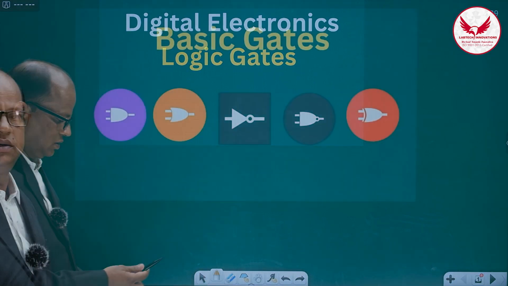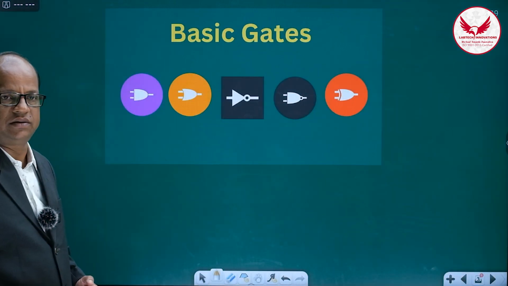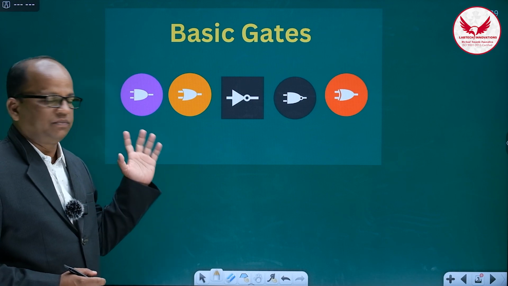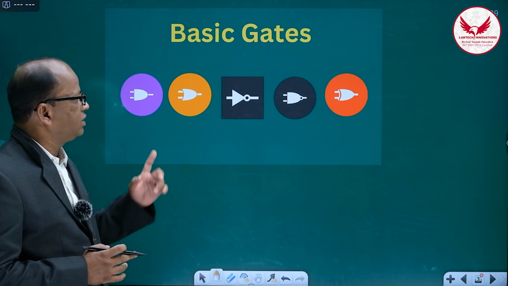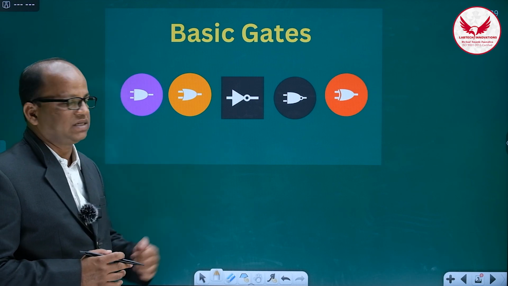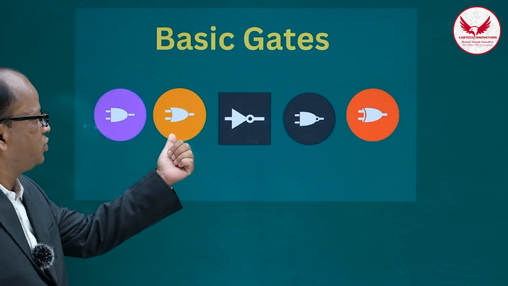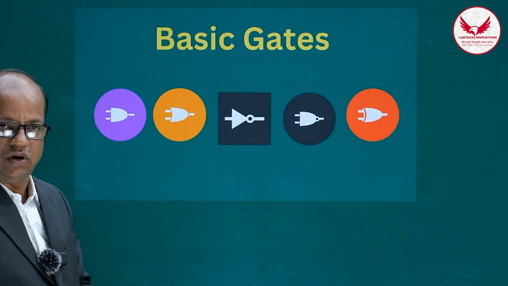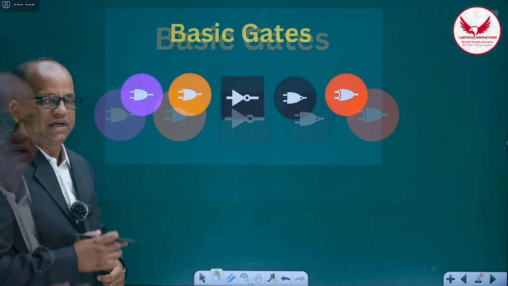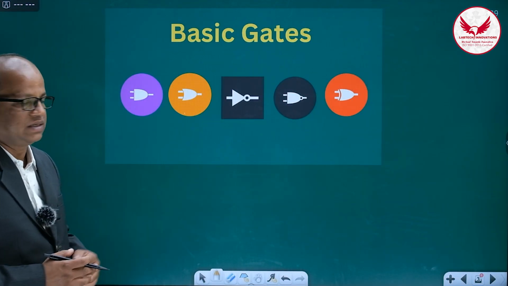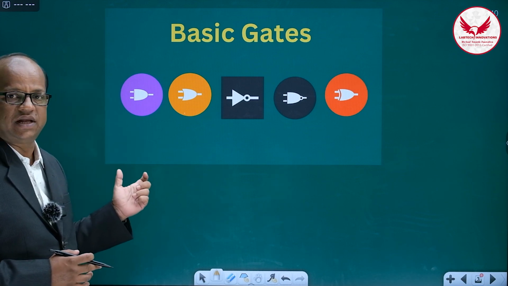So these are the basic gates. In digital electronics, any kind of circuit one can build using these gates. The first three are the basic ones: the AND gate, the OR gate, and the NOT gate. The remaining gates are derived from these three. If we add a NOT gate at the output of the OR gate, it becomes a NOR gate. If we add a NOT gate at the output of the AND gate, it becomes a NAND gate. Likewise, the XOR gate and the XNOR gate are there. So we shall see how each gate works, one by one.